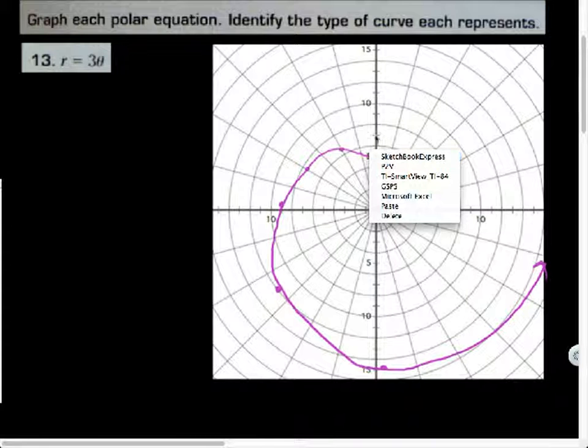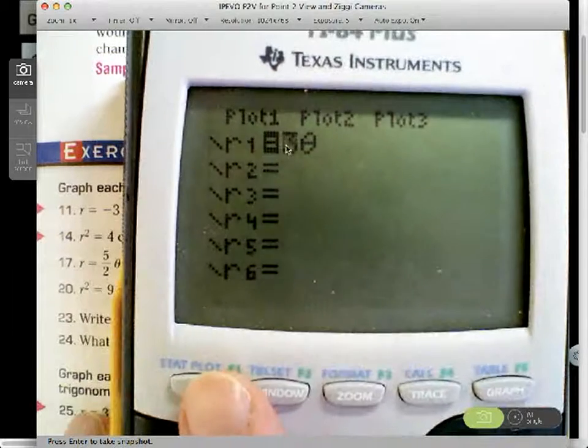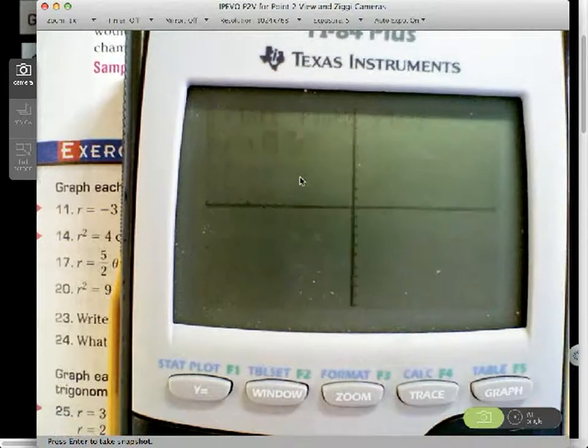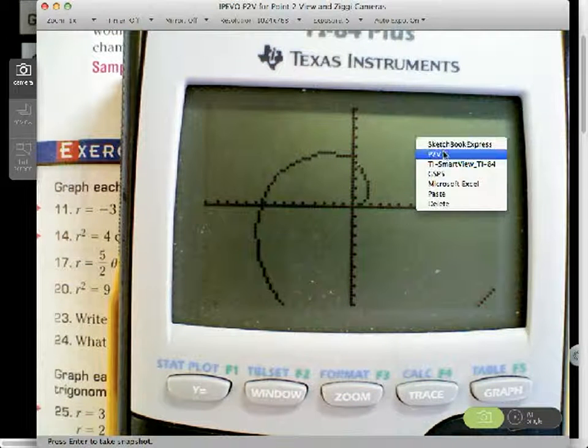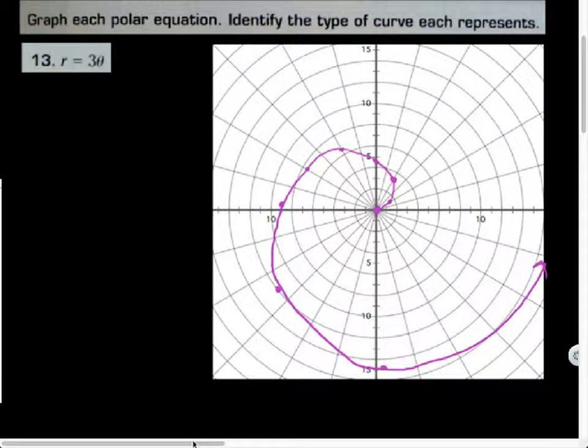Actually, let's just, for funsies, check the calculator. So I've got r equals 3 theta. Let me hit graph to see what happens. Whoa! There it goes. That was fun. Thanks for watching that.